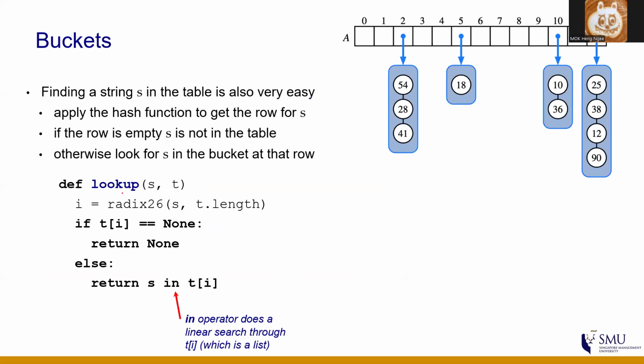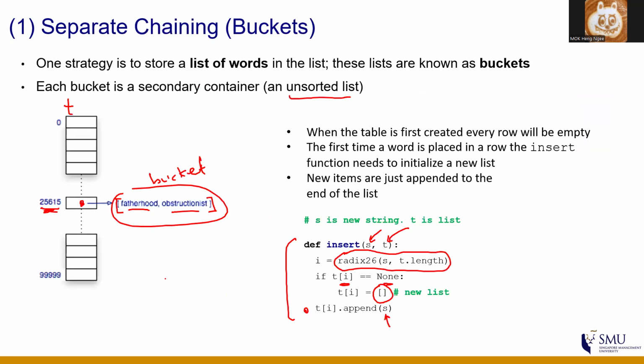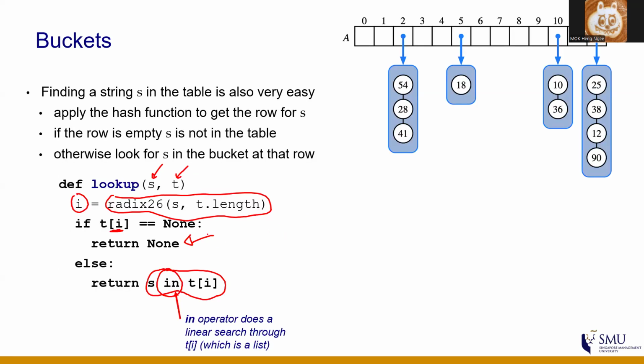What about looking up? Now, this is the key, and this is the table. Same thing, I obtain the hash code. It is in I, and I check the element at position I. Is it none? If it's none, it's a gap, it's empty over there. The search has failed. I return none. Else, I go down the list at that position to search for the key S. I use the in operator here. When you use the in operator for a list, you're actually performing sequential search. There's no other way to search for a key, because this is an unsorted bucket. So this is sequential search.